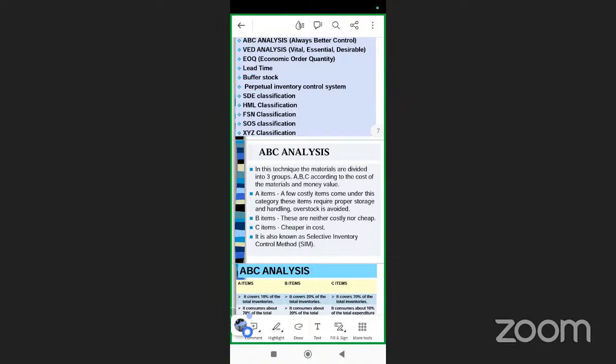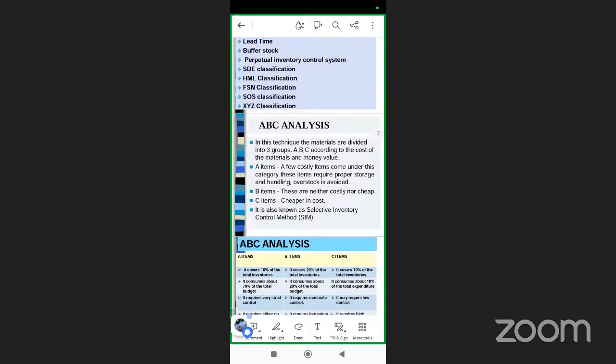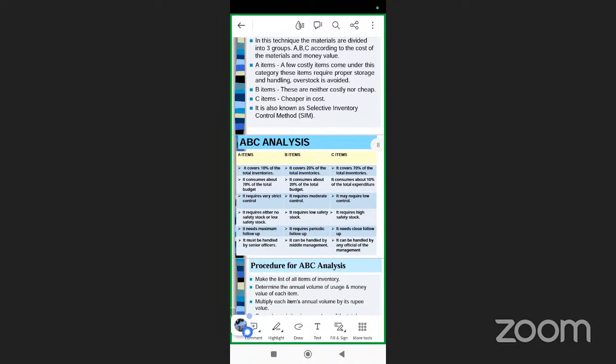This is also known as the selective inventory control method. That means you will selectively control the inventory. If you want to control the high cost inventory, medium cost inventory, and low cost inventory, that is why we use the term SIC, selective inventory control method.